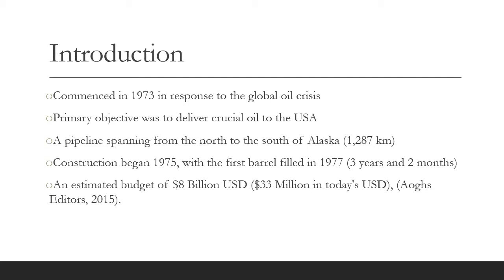operation of the project. The pipeline's primary objective was to transport crude oil from the newly discovered oil fields in the North Slopes of Alaska to the south, near the port of Valdez, where it could then be transported by ship to the U.S. Construction of the pipeline began in 1975 and finished in 1977, making it one of the most ambitious construction projects at the time, with an estimated budget of approximately $8 billion.